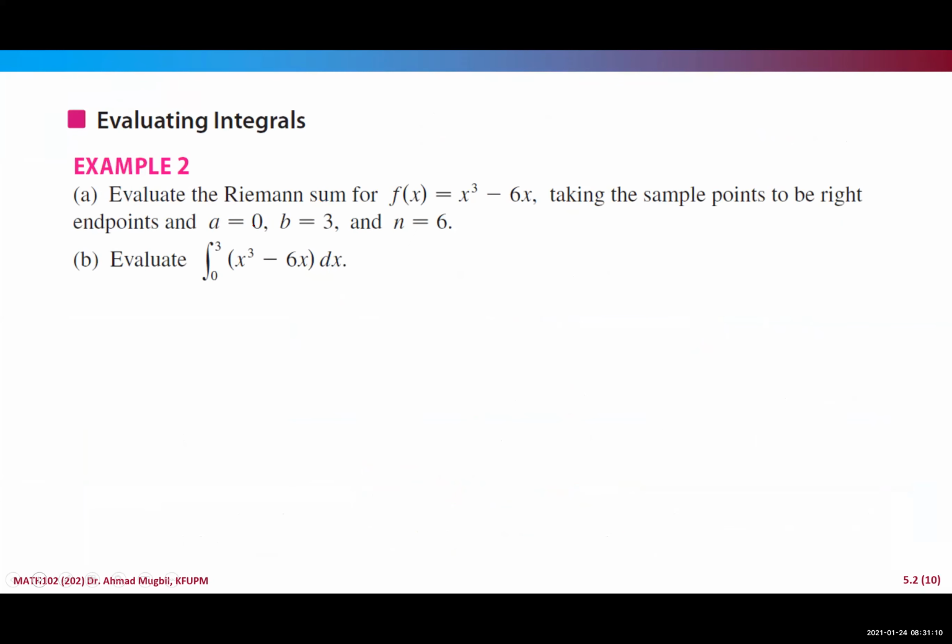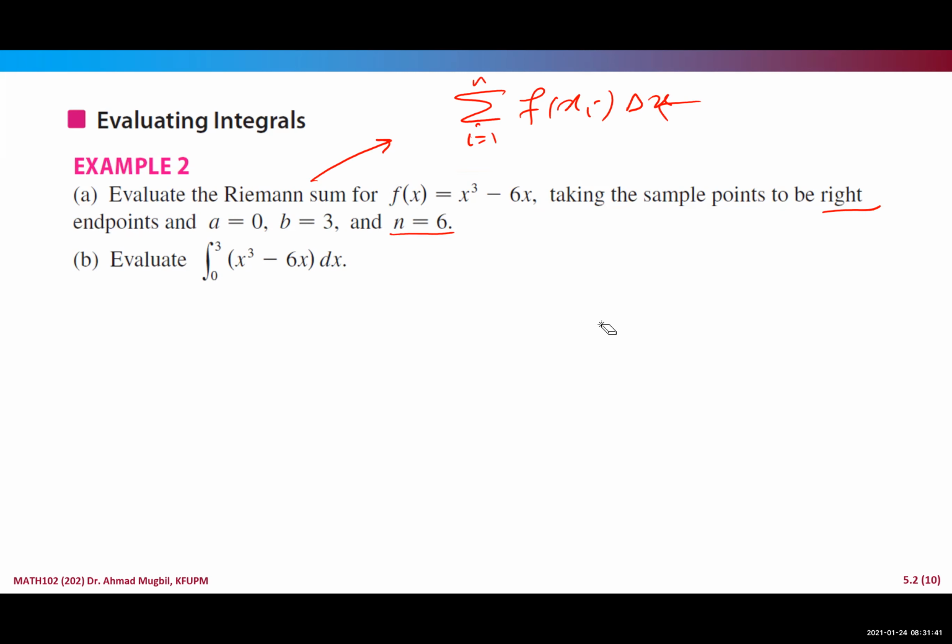Now, let's evaluate the Riemann sum for this function. You know the Riemann sum, it is just this one, f of xi delta x, okay? Here it says taking the sample points to be the right endpoints. Now i starts from 1 up to n, and a is 0, b is 3, and n is 6, so we will use 6 rectangles.